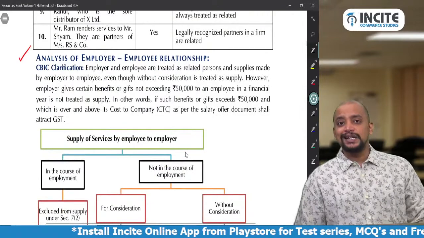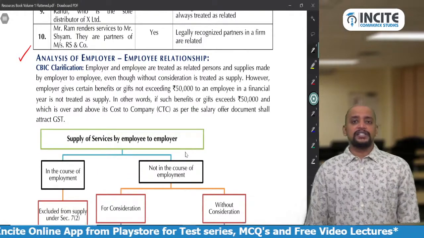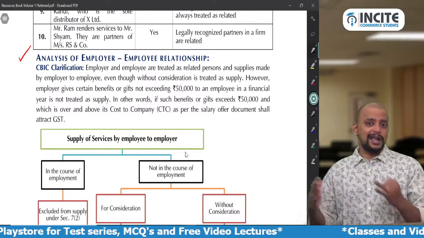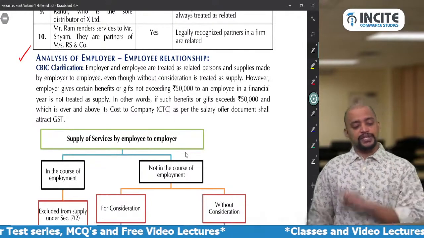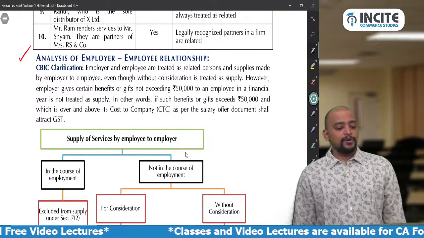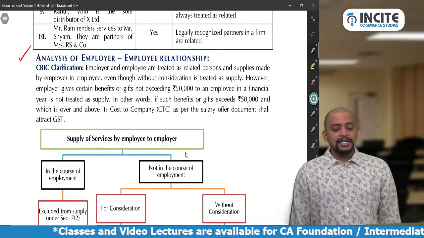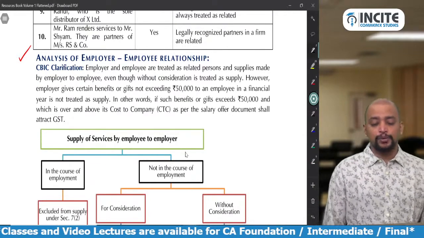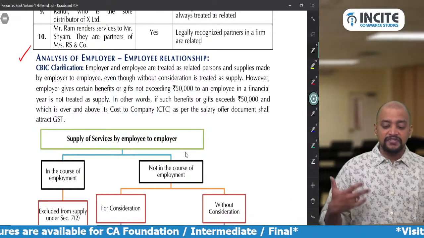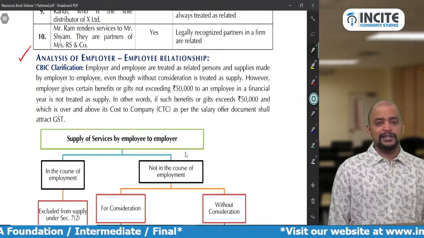Now, there is one CBIC clarification. Have a look into that CBIC clarification. First point I told you, that proviso: gift not exceeding 50,000 rupees. Second, services by employee to employer in the course of employment is excluded from supply. Then, another point: employer and employee are treated as related persons, and supplies made by employer to employee even though without consideration are treated as supply. However, if the employer gives certain benefits or gifts not exceeding 50,000 to an employee in a financial year, it is not treated as supply. In other words, if such benefits or gifts exceed 50,000 rupees and are over and above the CTC as per the salary offer document, it shall attract GST.